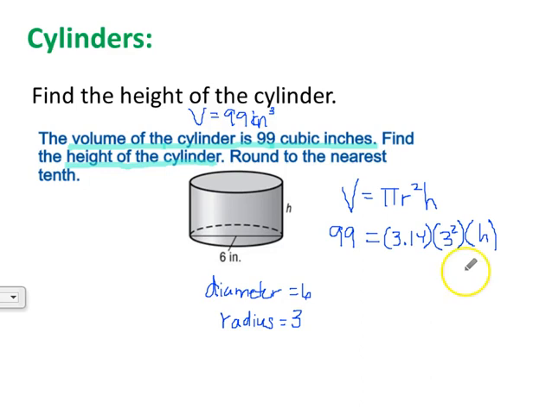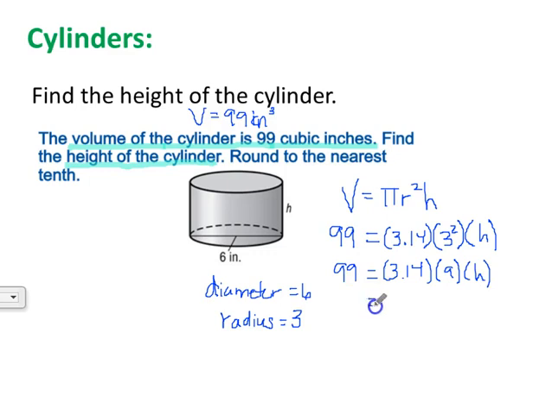So let's go ahead and clean up the right side of the equation. We've got a lot going on there, and let's go ahead and clean that up. So 3.14. And then what does 3 squared equal? 9. And then we are still trying to find the height.